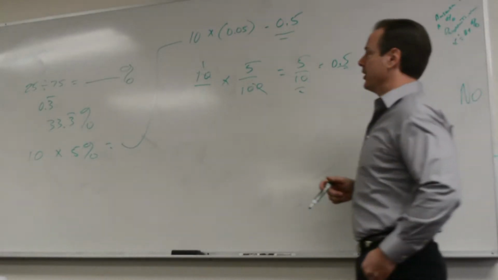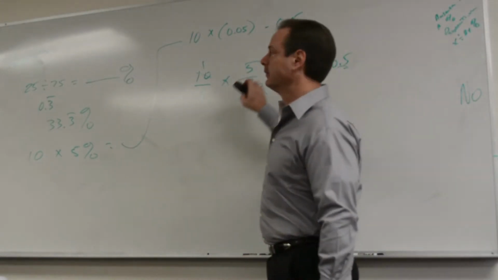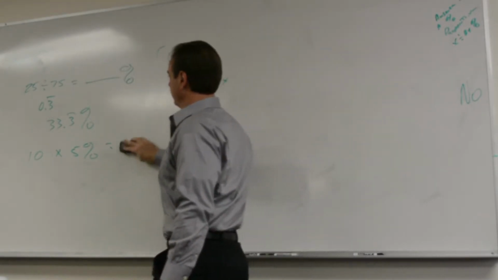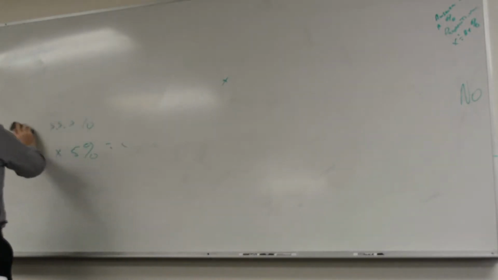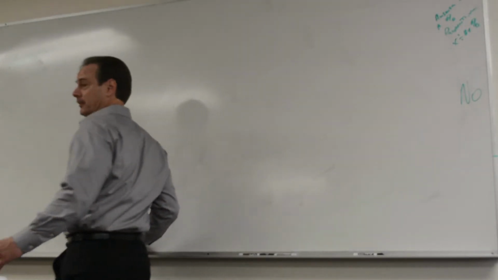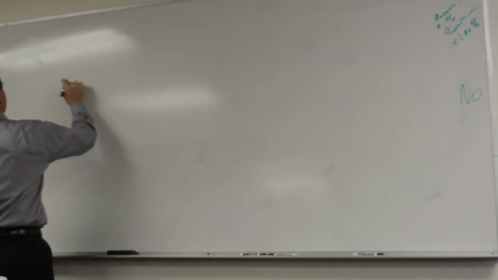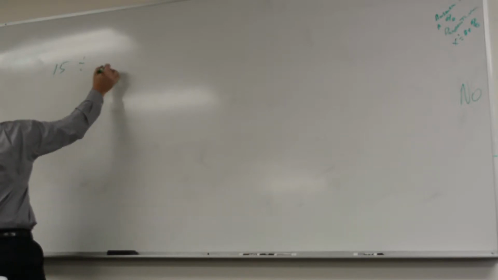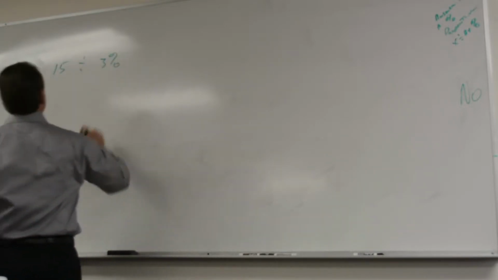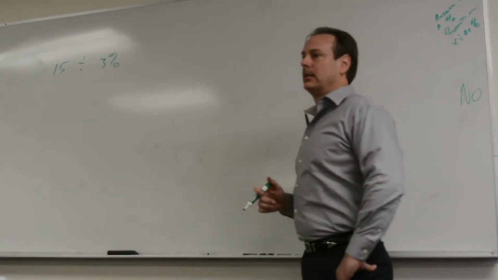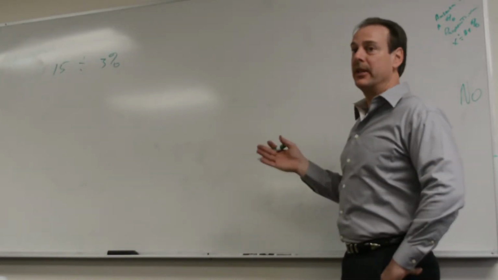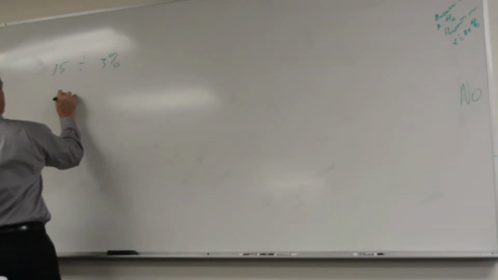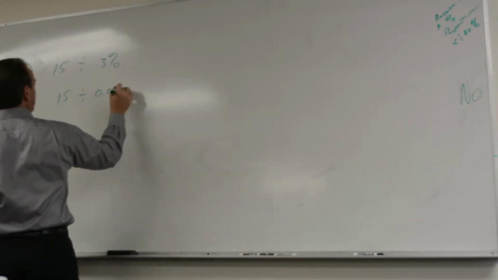What if this was changed to a division? How would that change things? Keep that thought and don't change it. Let's say we got 15 divided by 3%. What should we do? Same thing, there's 2 ways we can handle this, right? We can't use the percentage, so we have to change it to 15 divided by 0.03, right?